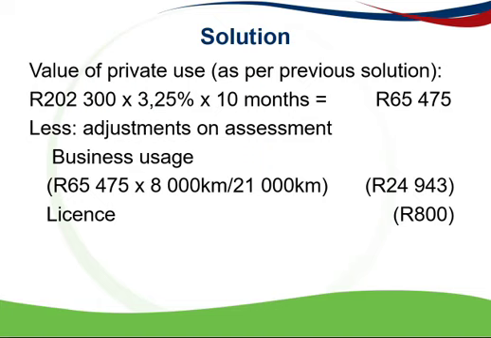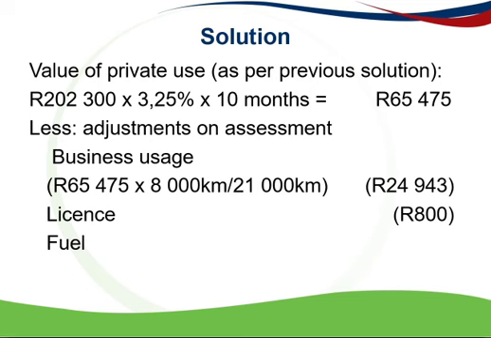Then the question tells us that she also paid the actual cost of the license for the period that she had the motor vehicle. So we're allowed to deduct the actual cost that she paid of 800 Rand. And then lastly, it also tells us that she was responsible for all fuel costs. So we can adjust her fuel costs for the private use of the vehicle, and we can reduce her fringe benefit.